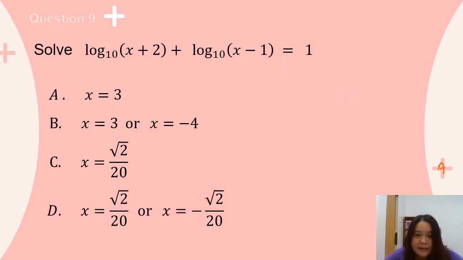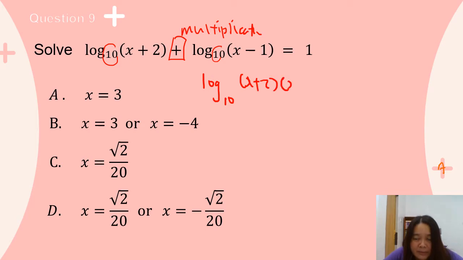So question number 9 is the equations of log. So basically, since we have the same base, we no need to change the base. And you just directly apply the property. So since we have the addition, this one is the multiplication. So we combine log base 10. We have the x plus 2 multiply x minus 2 equal to 1.